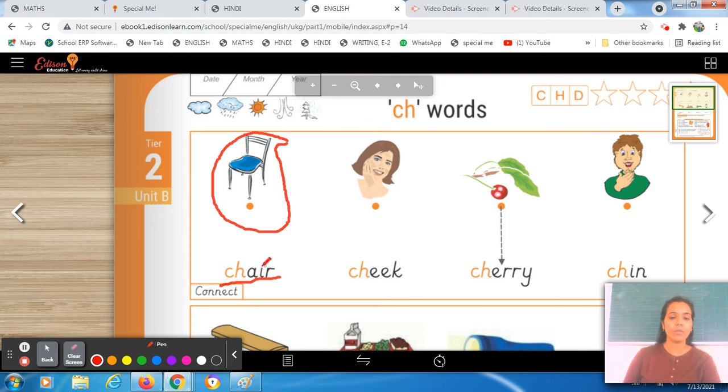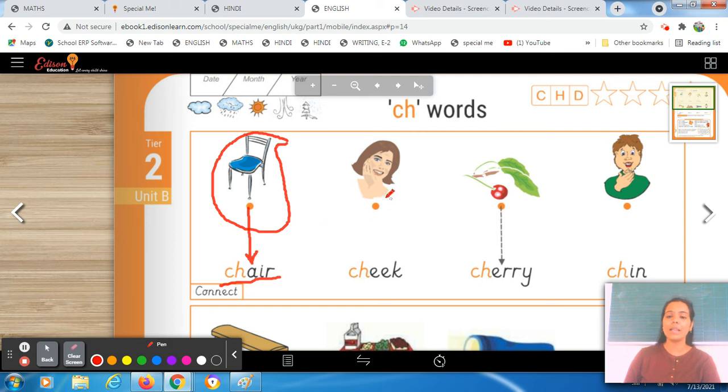CH will give you the sound. See, it's already highlighted with orange color. Ch. CH will give you the sound. Ch. Ch. Air. So what is it? Chair. Okay. Now you have to match the correct picture with the correct word.